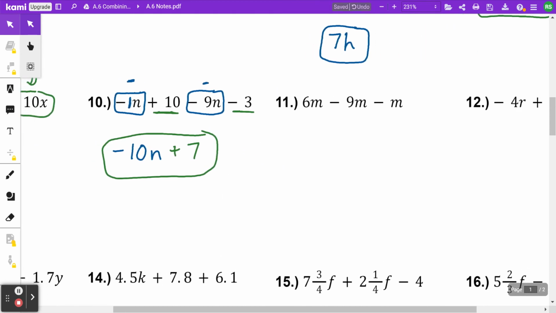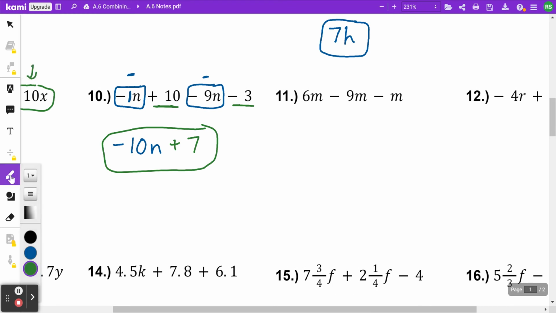All right, number 11, we've got 6m minus 9m minus 1m. I'm going to put the 1 in there as a reminder. It's always something that you can put there to help you out. So let's look at our signs here. We've got a positive and a negative and a negative. So let's combine our negatives here first. So negative 9 and negative 1, those guys are on the same team. So we're going to add their scores up to make it negative 10m.